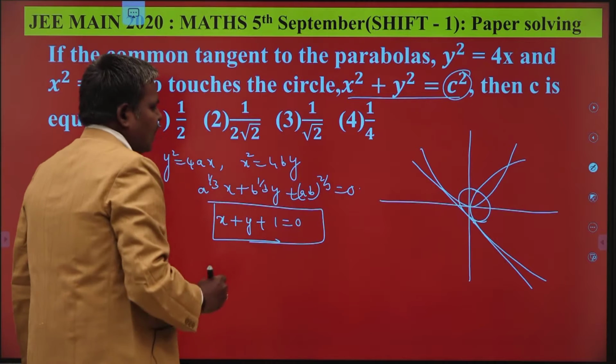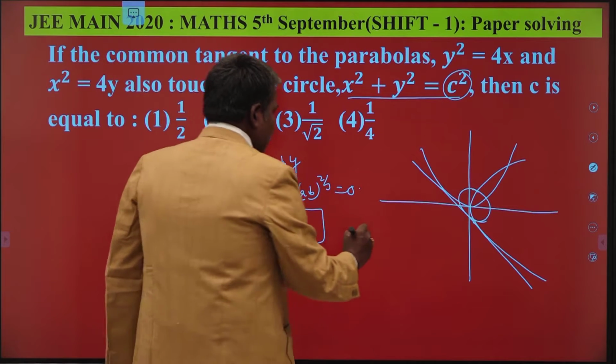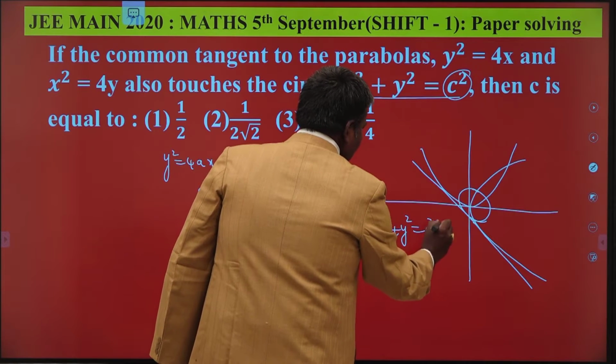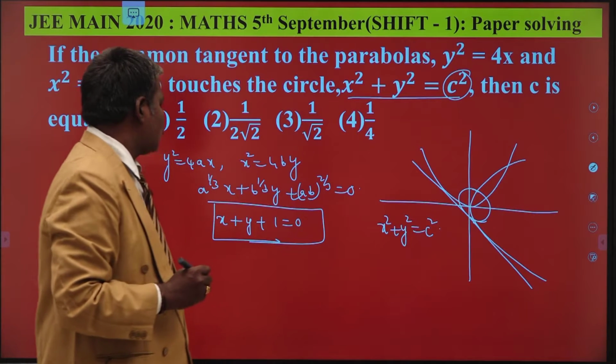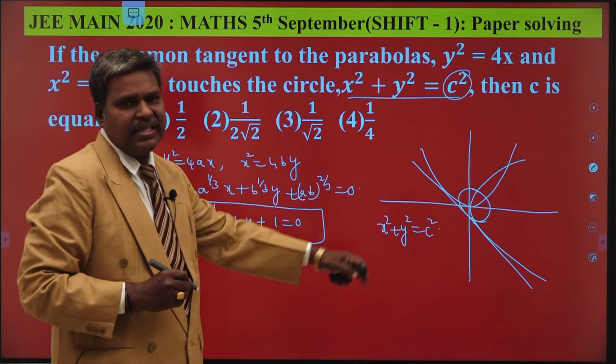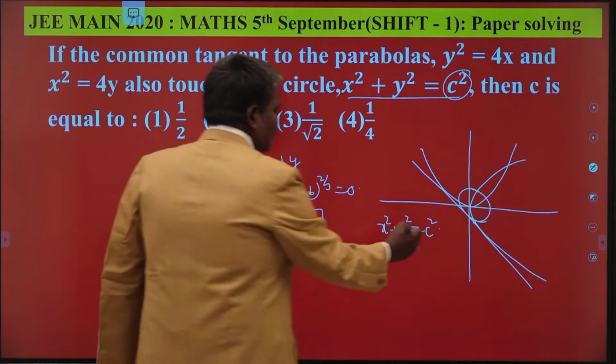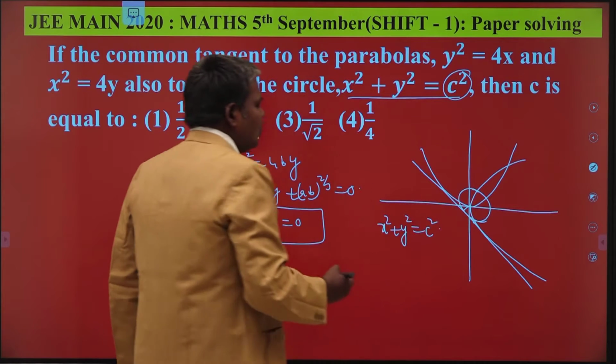It is also tangent to what? x square plus y square equal to c square. So when you are saying some line is tangent to the circle, r is equal to d. Radius of the circle is equal to perpendicular distance from center to the line.